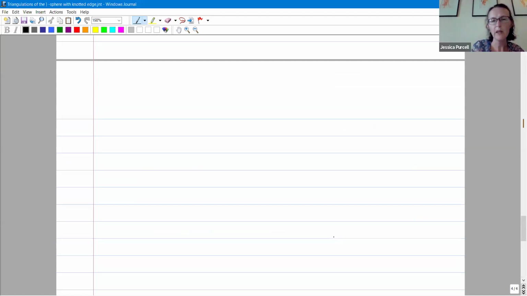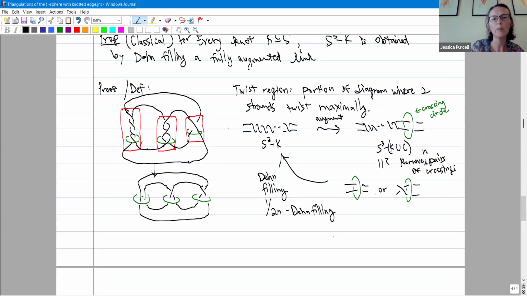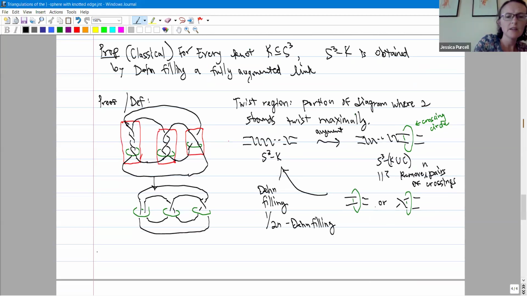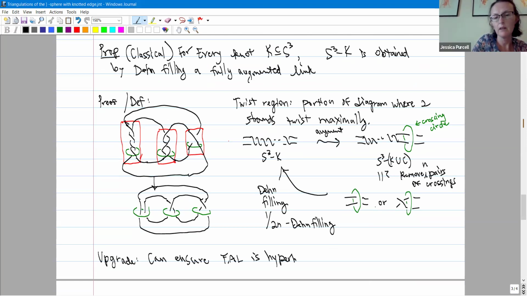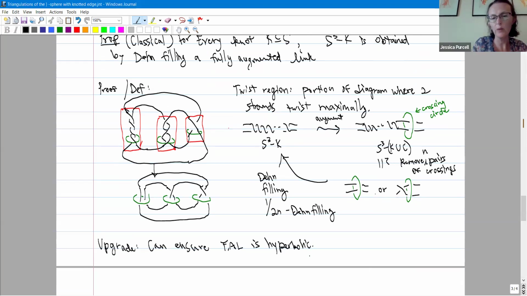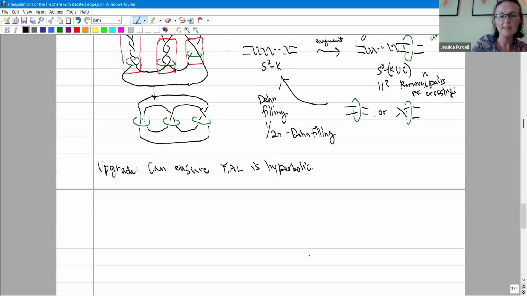We need to upgrade this a little bit because we only know triangulations of hyperbolic fully augmented links. And so, upgrade: you can ensure that the fully augmented link is hyperbolic. Okay, and typically it will be. There are a few times when it isn't. So you have to think about what you do if it's a 2Q torus knot, so there's only 1 twist region.